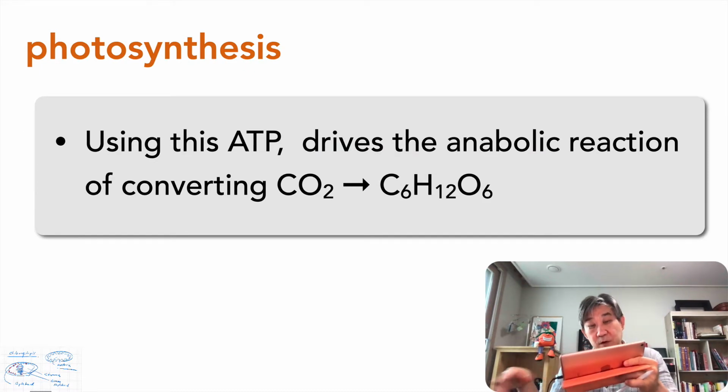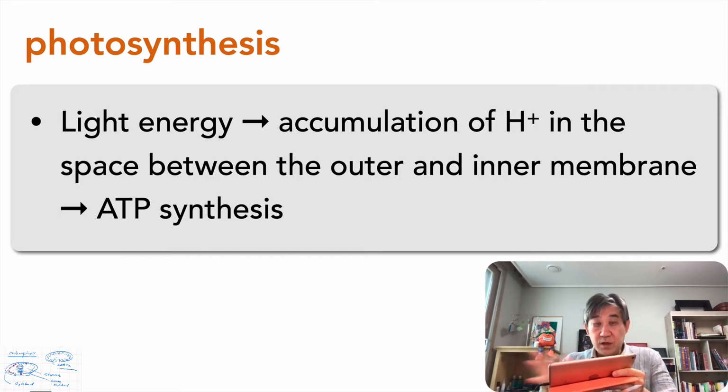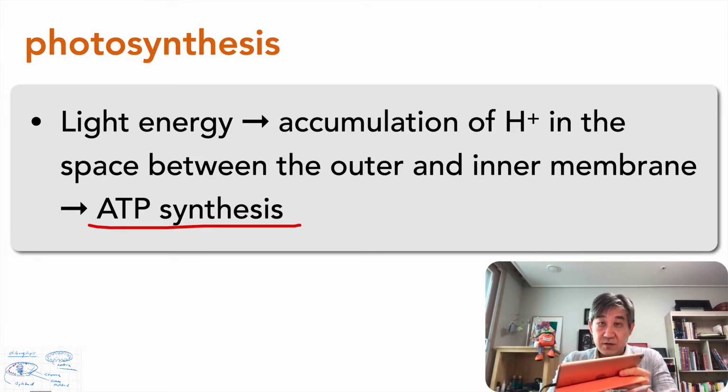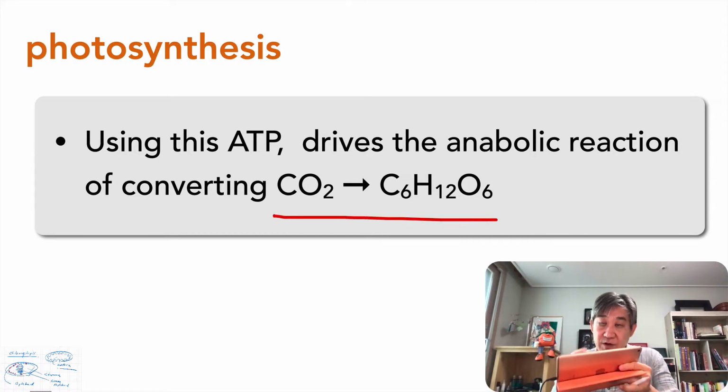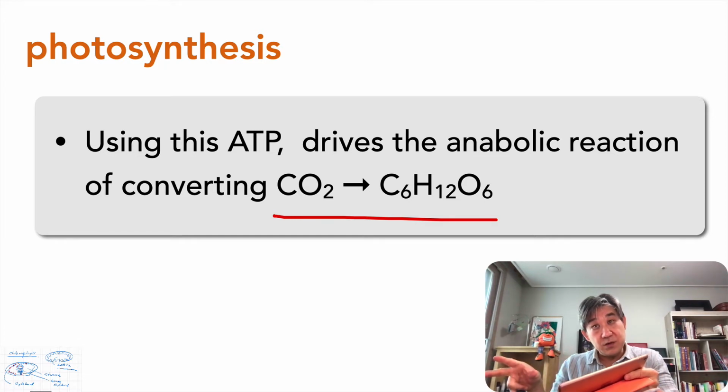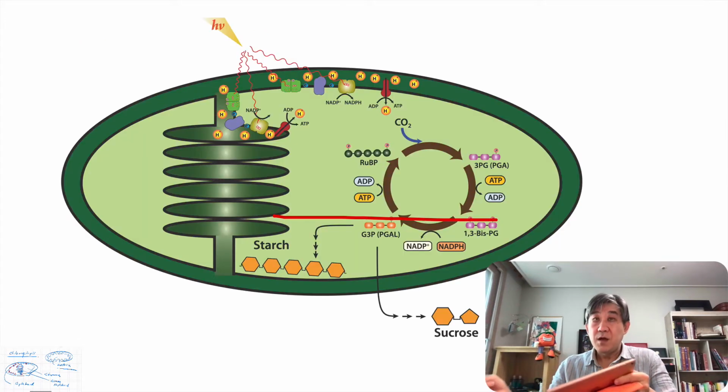So the overall procedure is this: once this ATP is synthesized, the reason they need to synthesize ATP using the energy coming from light is so that they can use this ATP energy in the actual anabolic reaction of converting carbon dioxide into glucose.